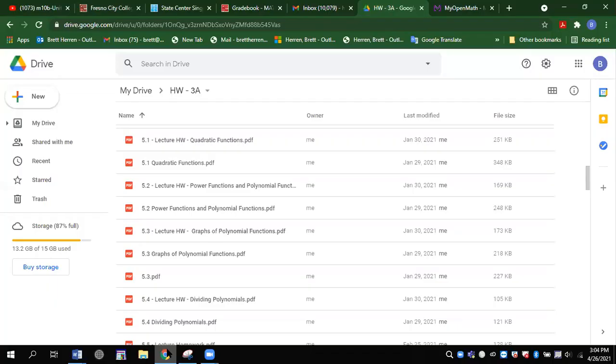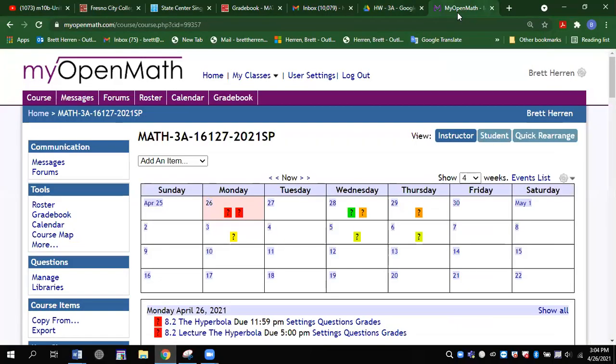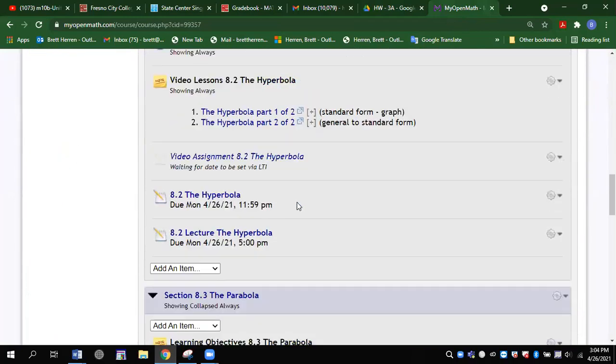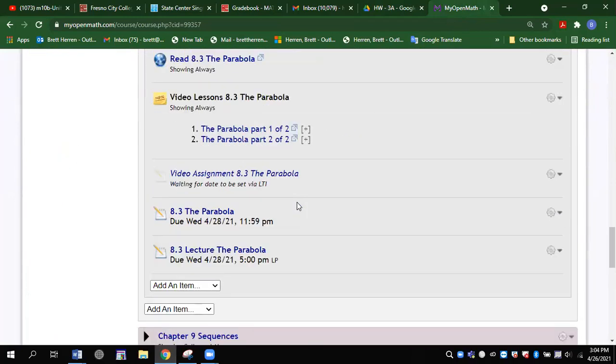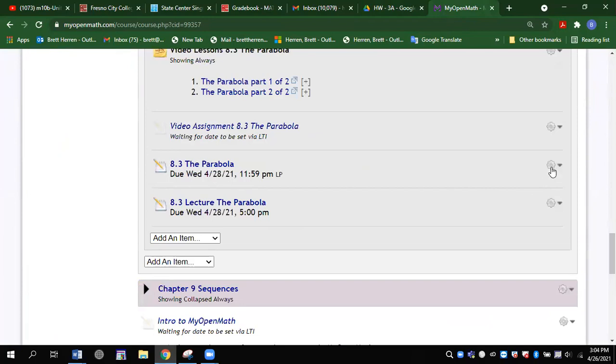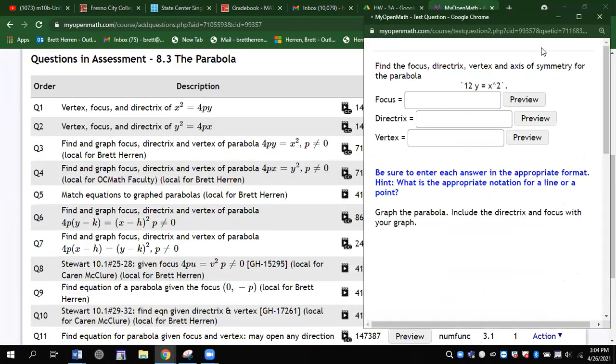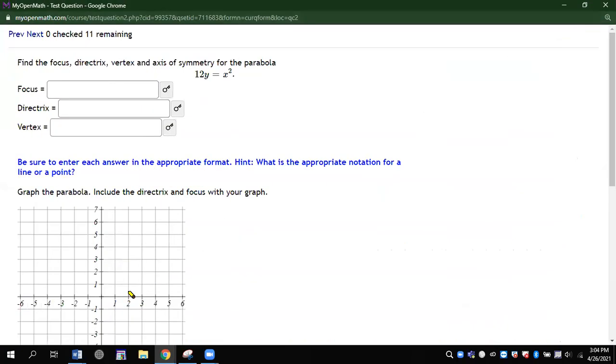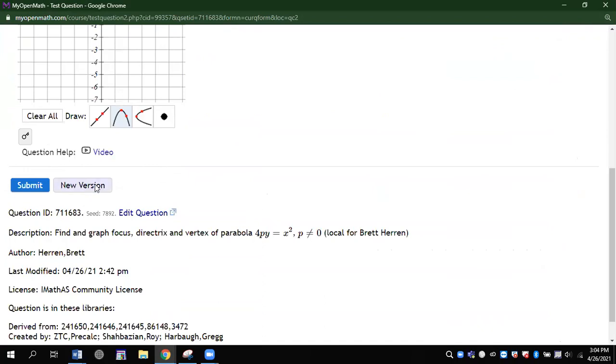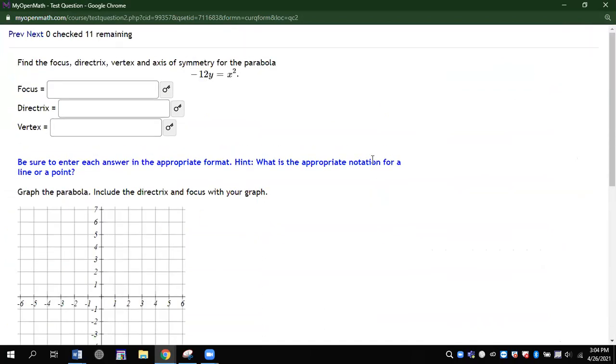So switching over to the actual tool, I'm going to go to the problem 8.3, the parabola. All right, so it made up a different one for me. And mine is 12y. I wonder if I could get a negative one. Let me try to get a negative. Yeah, you could, negative 12y. There we go. So there's negative 12y.